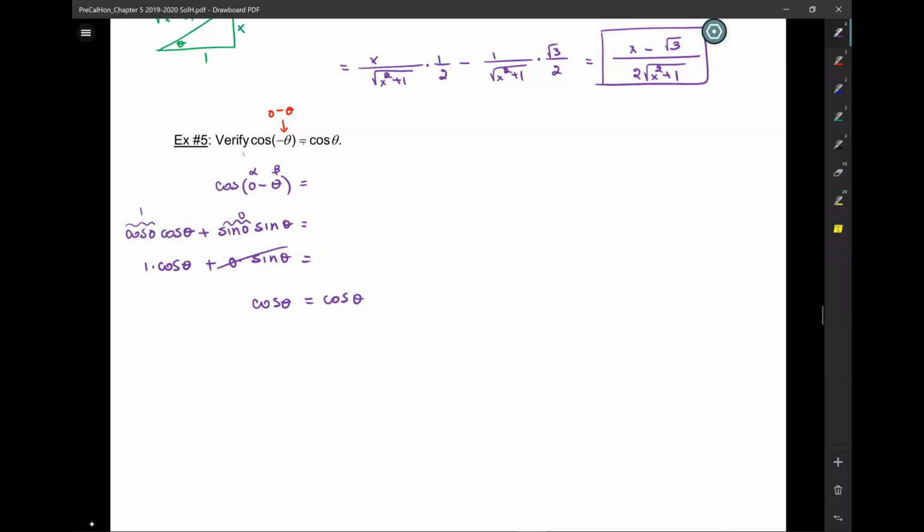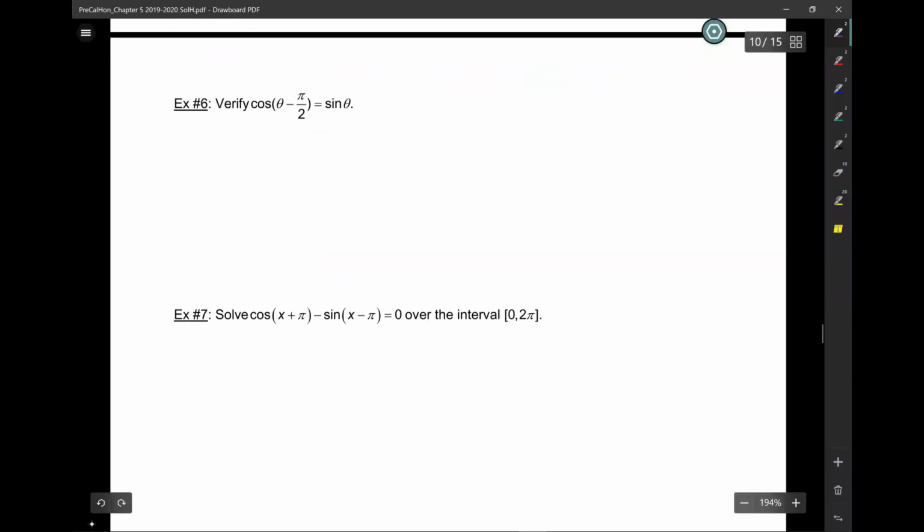And guess what? You can do the same thing to verify the cofunction identities and any of the even and odd identities. Maybe a cofunction identity will show up on a test. You never know. Oh, speaking of cofunction identities, here we go.